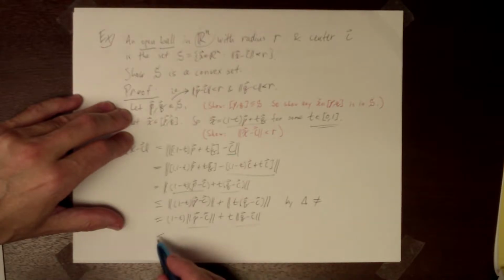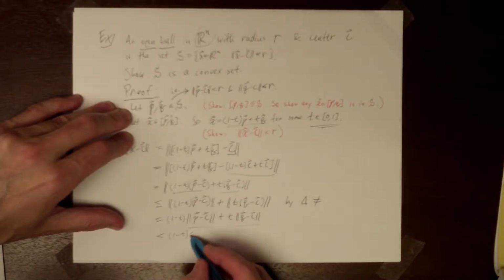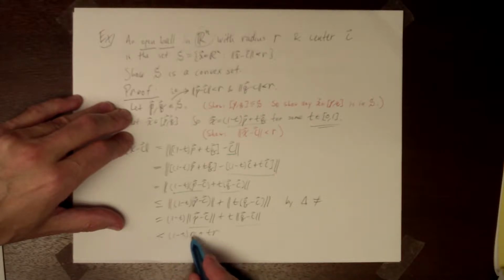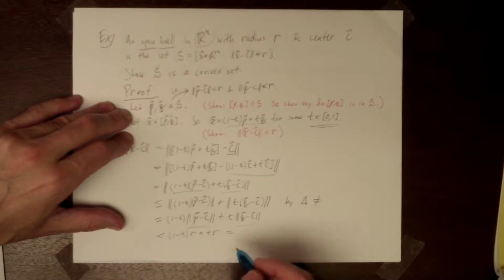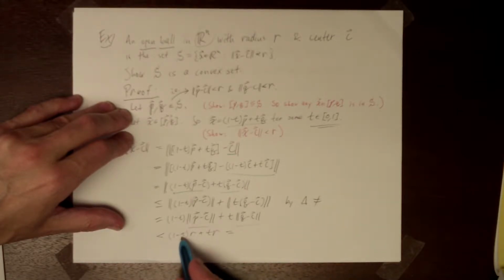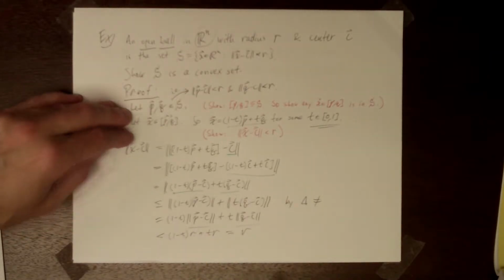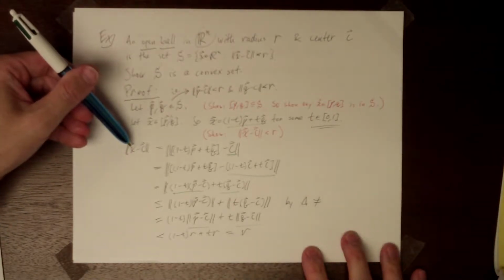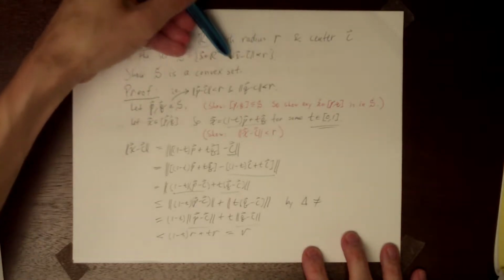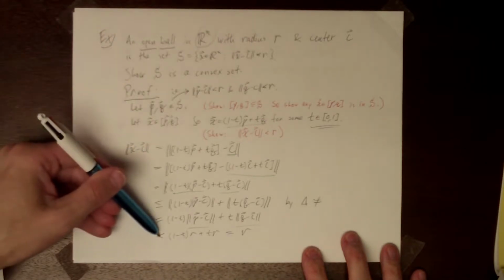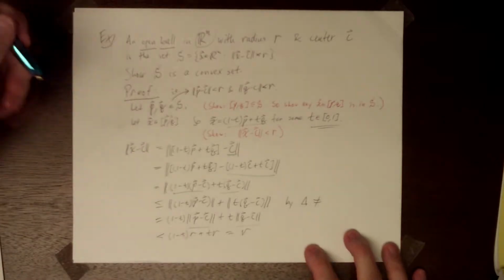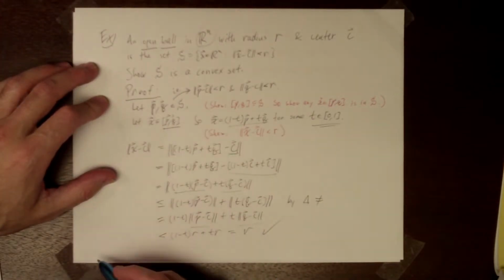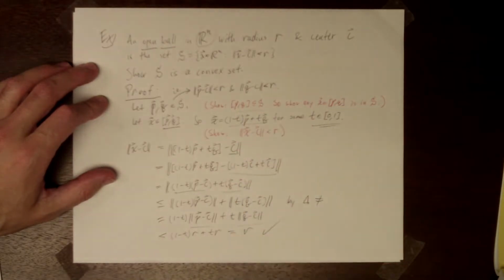So this whole expression is less than (1 minus T) times R plus T times R. And then we have (1 minus T)R plus TR is equal to R minus TR plus TR, which is R. So the norm of X minus C, that is to say the distance between X and C in R^n, is in fact less than R. All right, we just found out that this guy is less than R. Now, that just means that this segment PQ is in fact a subset of S, as we wanted to show.